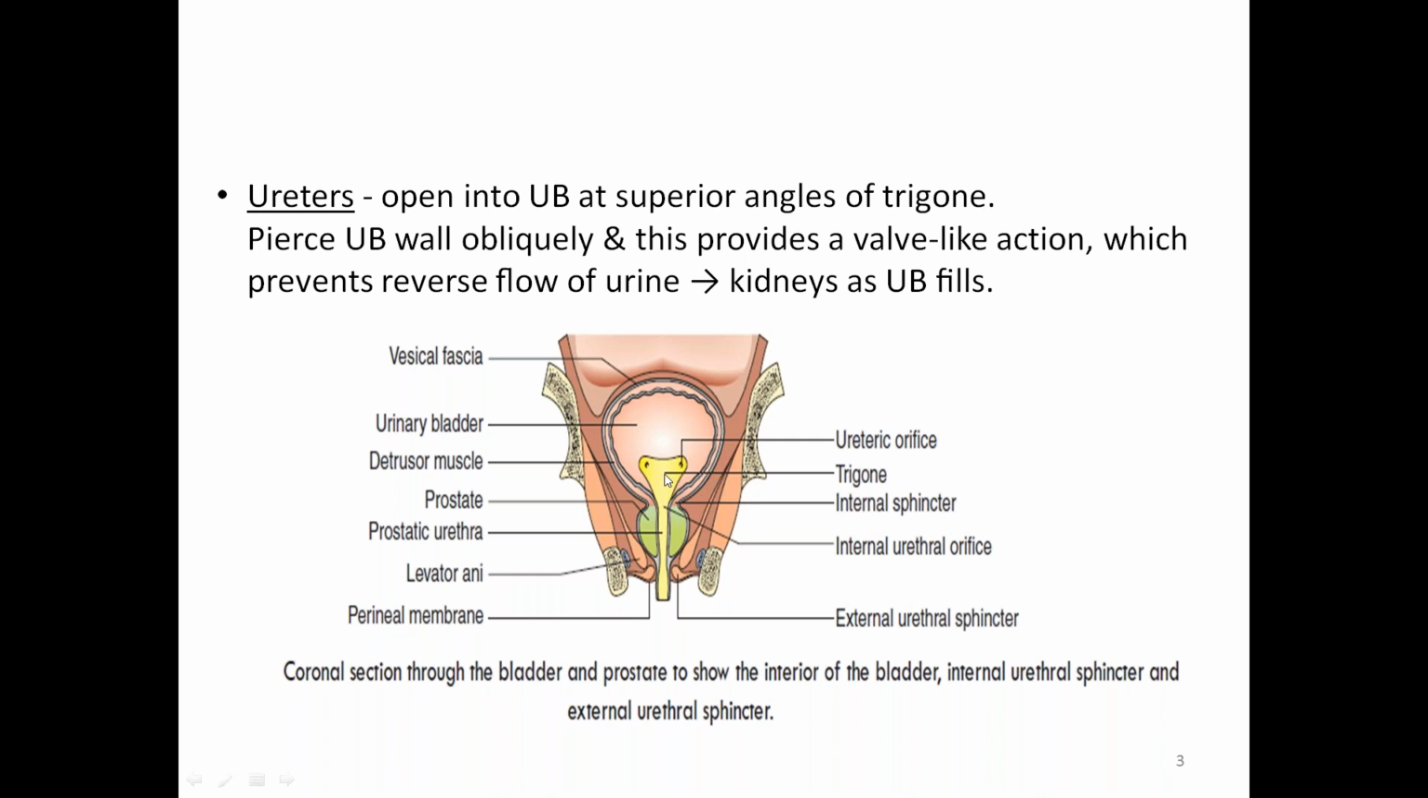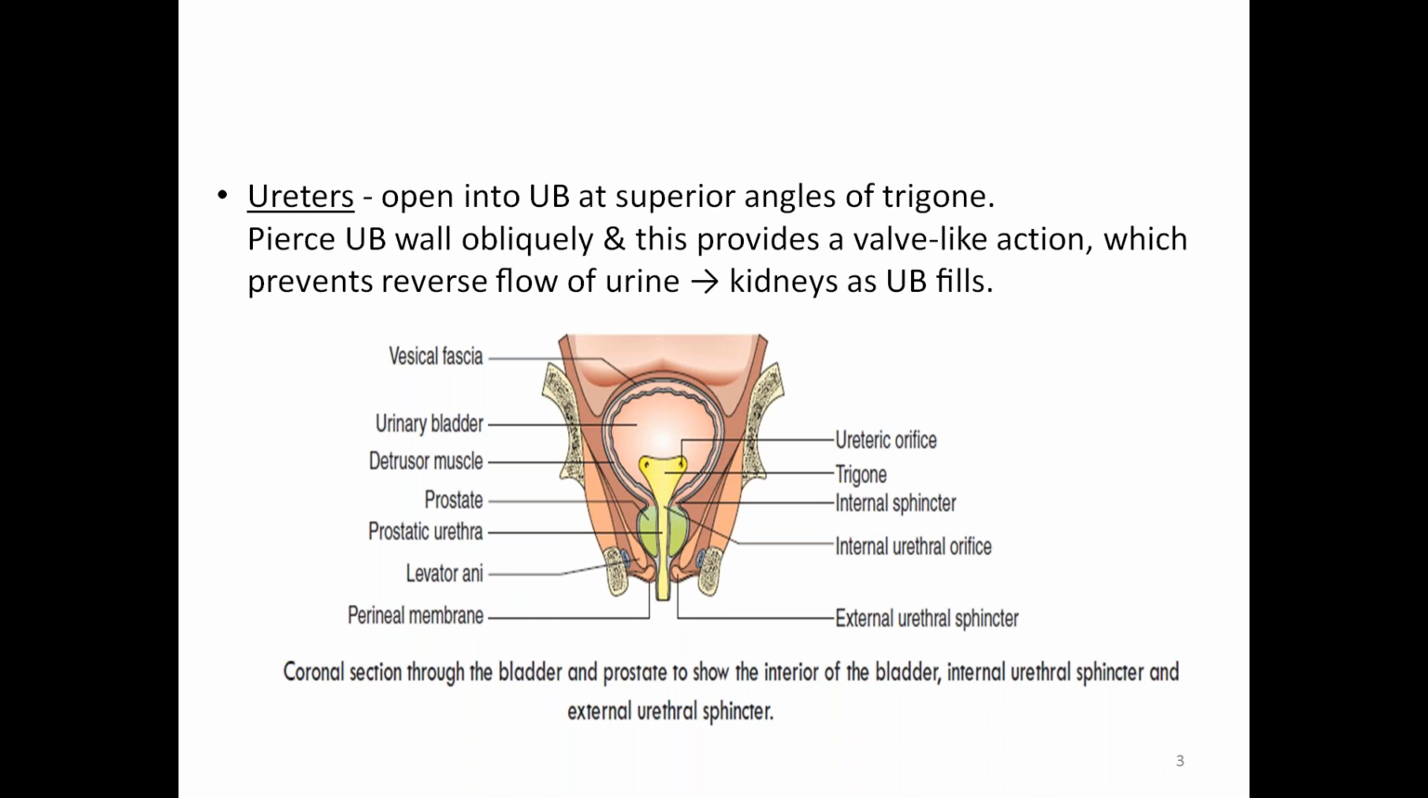And then you have the internal urethral orifice. The internal urethral orifice is located at the apex of the trigone. This is the apex. And then the ureters open into the bladder at the superior angles of the trigone. Here you have the urethra, and here you have the ureters opening at the superior angles of the trigone.